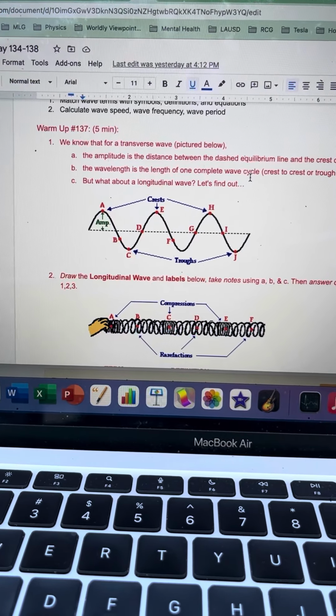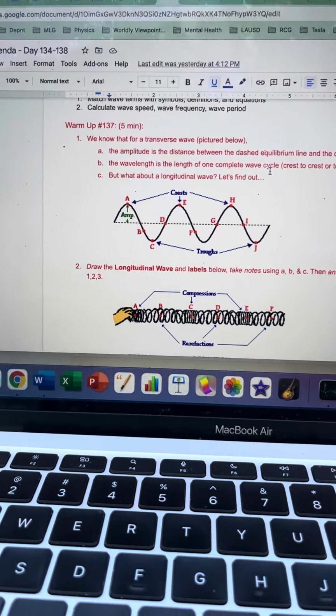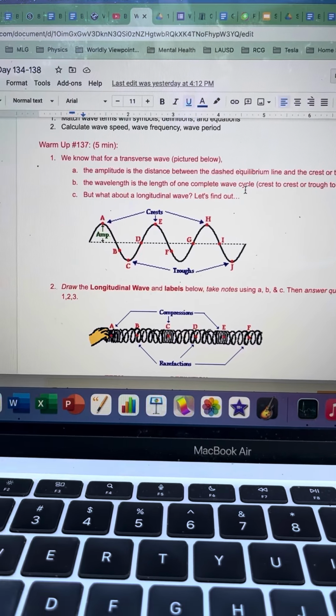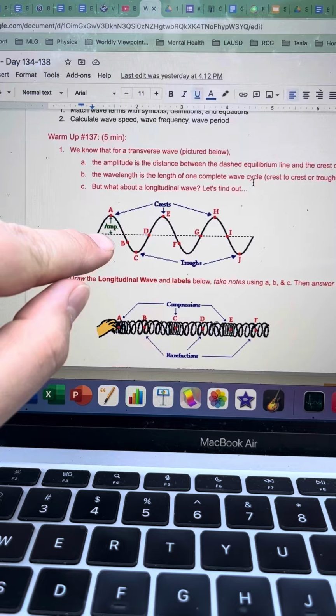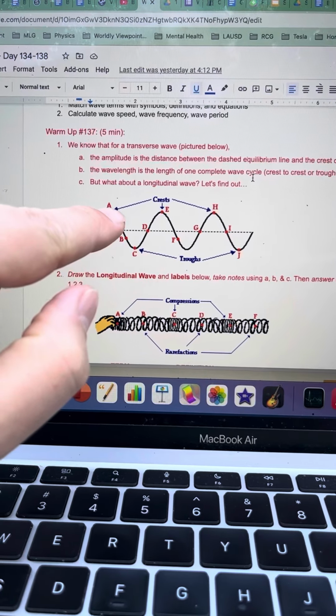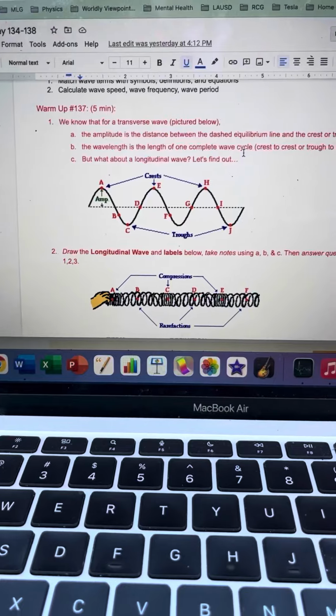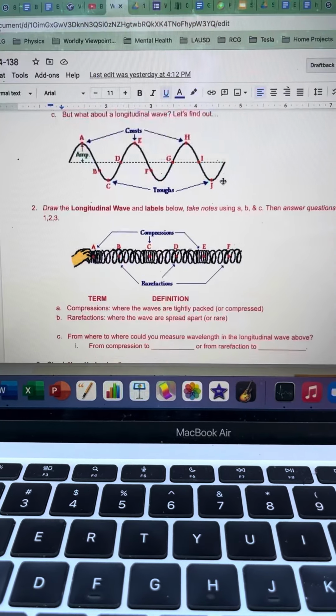I'm away at a training, and so this is your review for the warm-up for day 137. So, we can see for a transverse wave, our amplitude and our wavelength goes from crest to crest or from trough to trough. How do we do with a longitudinal wave?